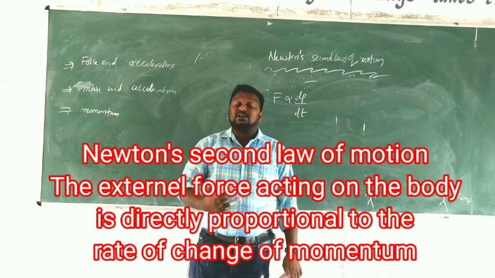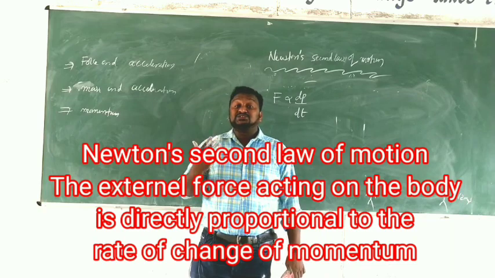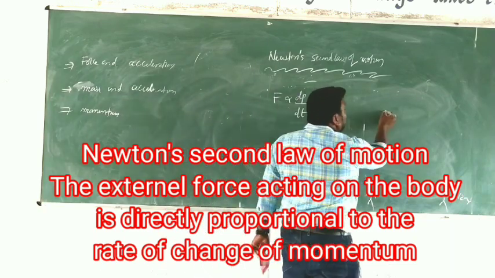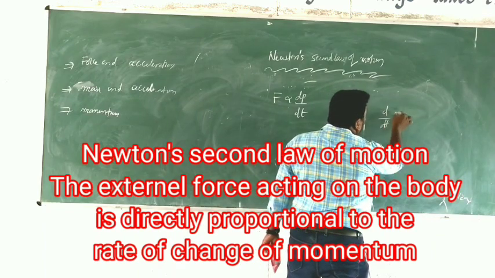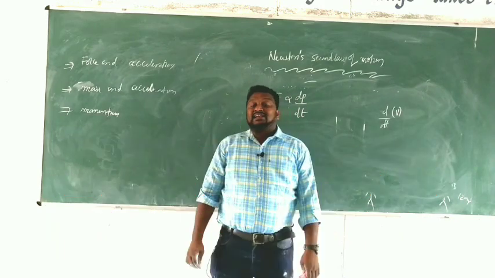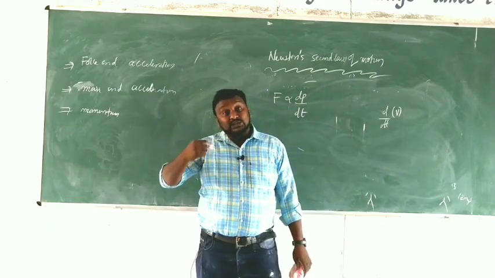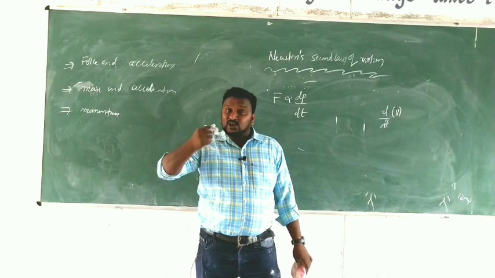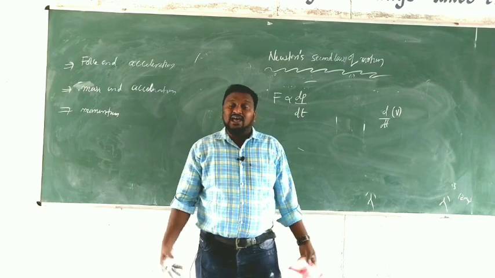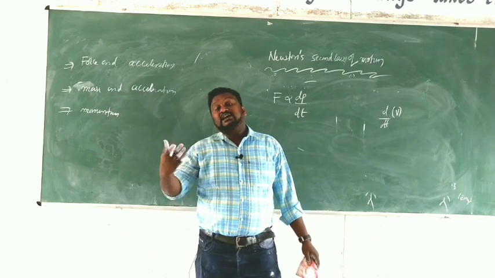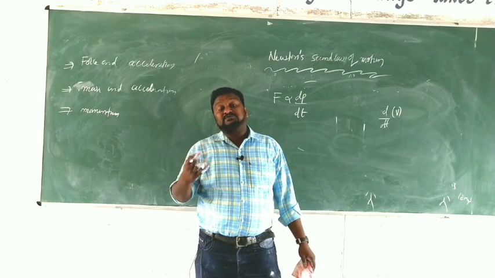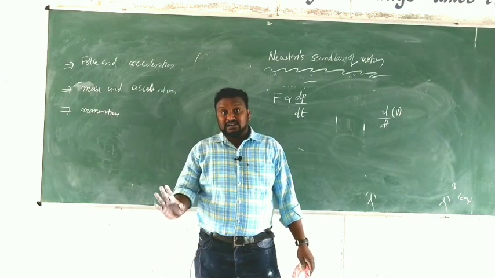Rate of change of means what? Rate means we are comparing the change of a quantity with respect to time. I already told you d by dt of v. Just imagine, I am writing d by dt. D by dt means rate of change of. Rate of change of velocity, what do we call it? Acceleration. That means rate of change of means we are comparing the property of the quantity with respect to time. Clear?